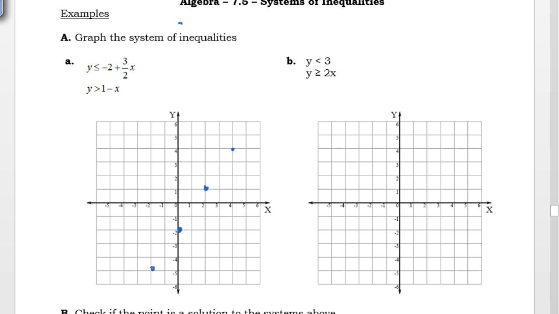It's an or equal to, so I draw a solid line. And it says less than, so I'm going to go down. But I'm not going to shade just yet. I'm just going to put down arrows at each side of my line.